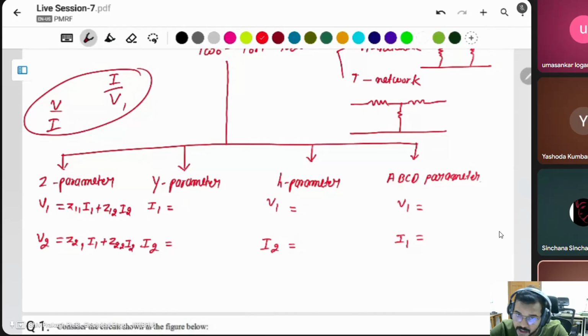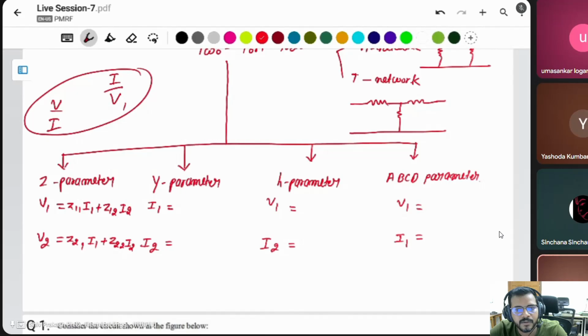Sir, in the lecture videos, sir has said V2 I1, not V1 I1. No, sir, ABCD parameters are there. Sir has said V1 and I2 is the H parameter. Yes, sir. G parameters, sir has said I1, V1, as the result.